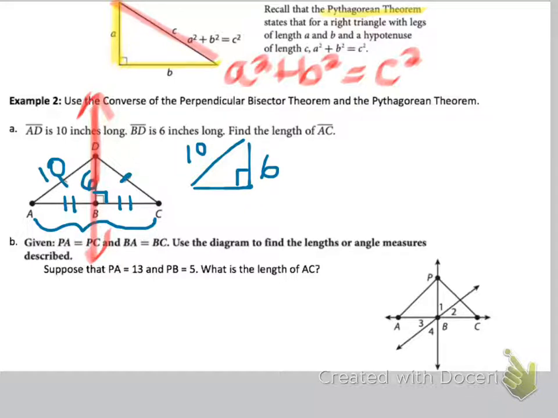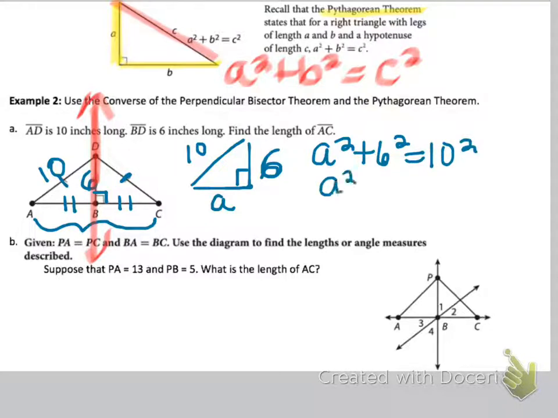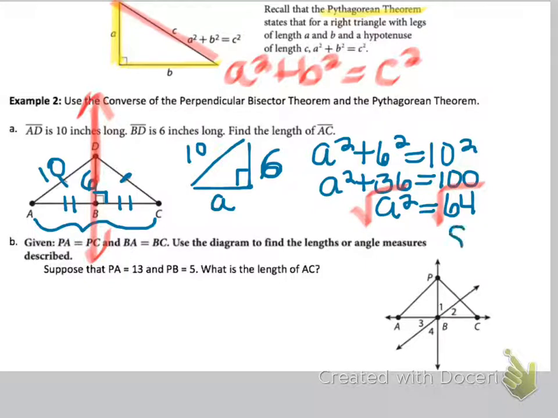It's got a leg that's 6, it's got the hypotenuse that's 10, and it's got this unknown that we don't know that we could, let's say, call A. So we could use the Pythagorean theorem and say something like this: A squared plus 6 squared equals 10 squared. And A squared then plus 36 must equal 100. We could subtract 36 from both sides, and that would leave us with A squared equals 64. And how do you undo a squared? Well, you square root it. So if we just want to find A, we square root. And that's going to give us 8, or negative 8.